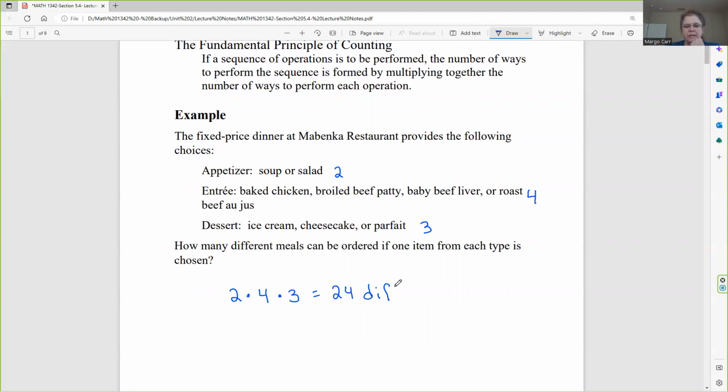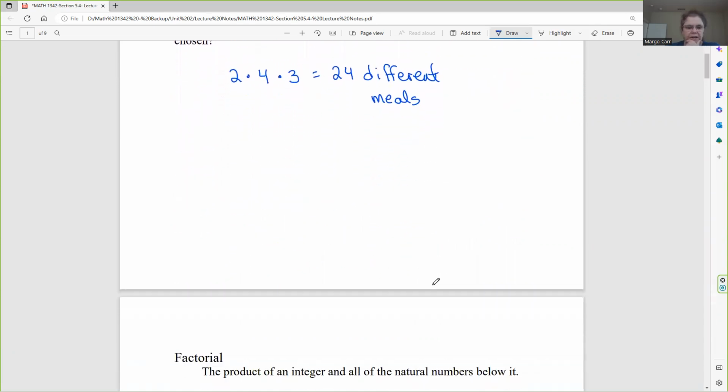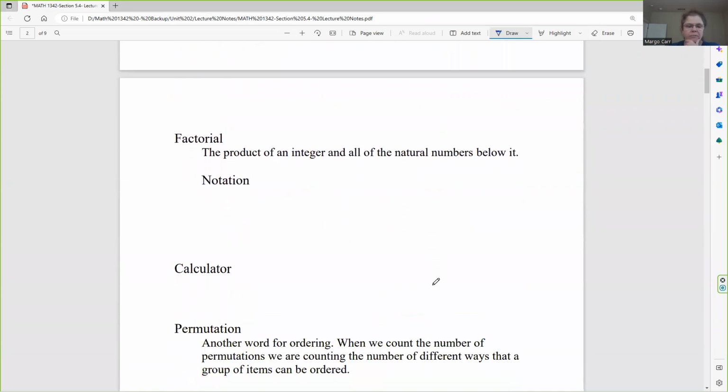And it's just that simple. The only time I've seen it be a little tricky is when it'll say something like paper choices are gloss or non-gloss, and you have to say, oh, that's 2 choices. But other than that, the fundamental principle of counting is very straightforward. Where things get a little tricky is with the factorial and the permutation.